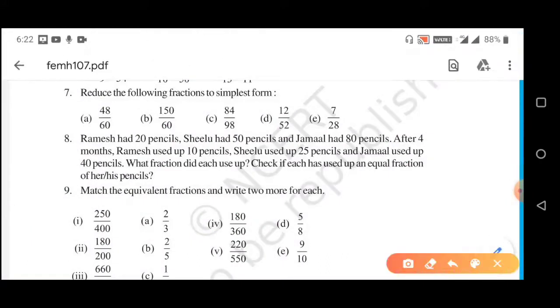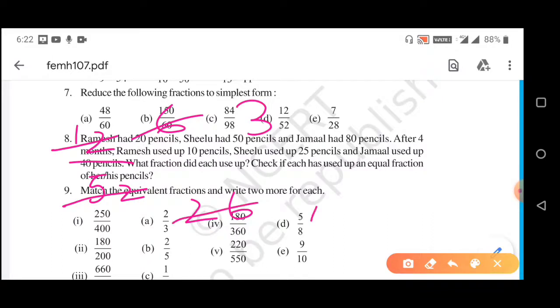Question number D, 12 by 52. Here we can divide both the numbers by 2. Here we will get 6 and here 26. Now we can again divide 6 by 2. So 3 and here we will get 13. Answer will be 3 by 13.